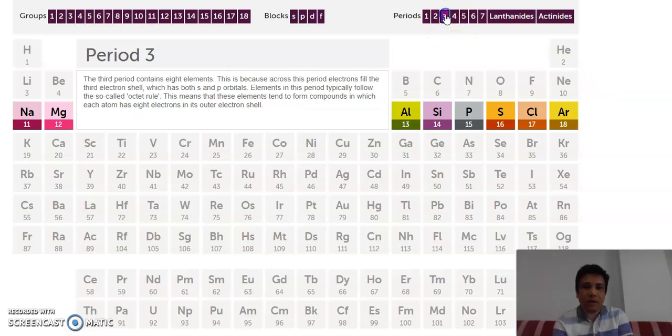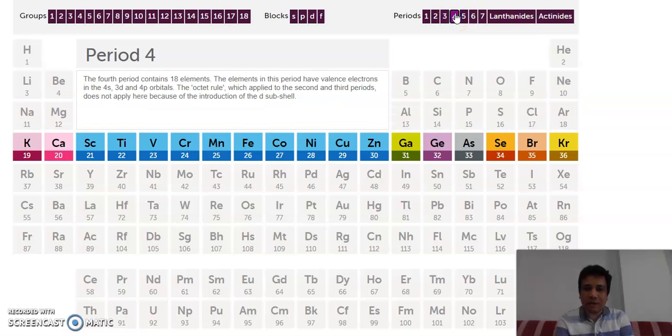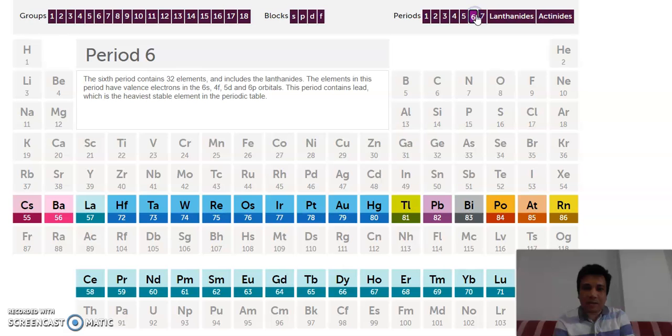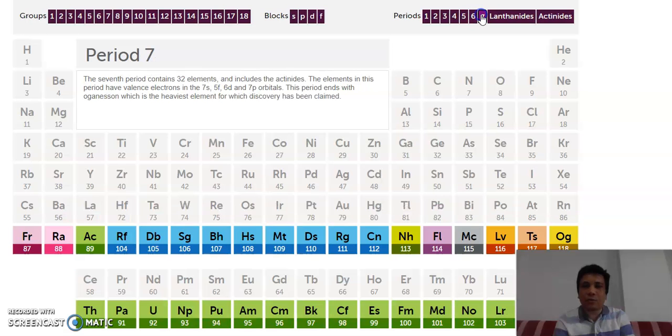Same as in the third period, there are 8 elements: sodium, magnesium, aluminum, silicon, phosphorus, sulfur, chlorine, and argon. But in the fourth and fifth periods, there are 18 elements, and in the sixth and seventh, there are 32 elements.